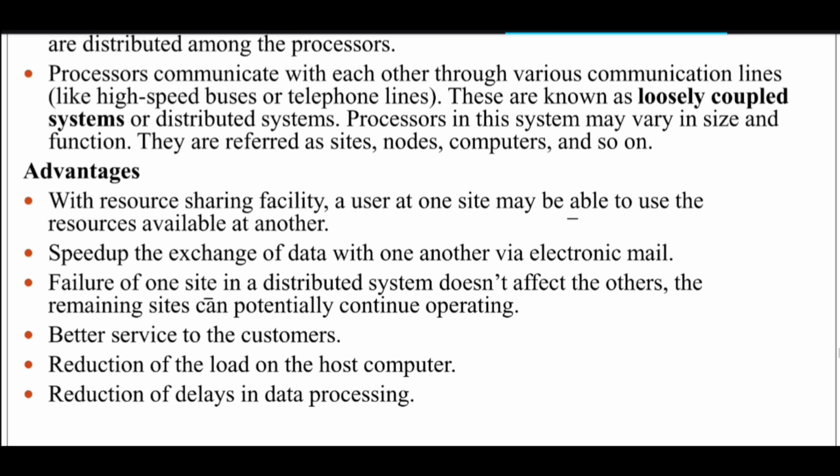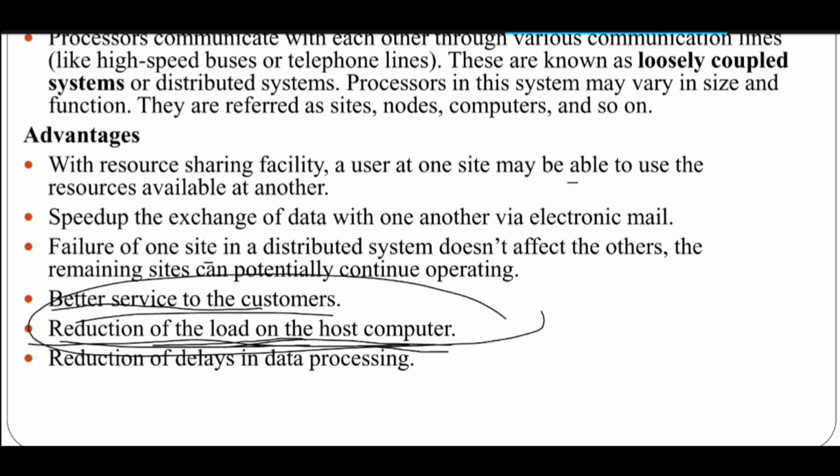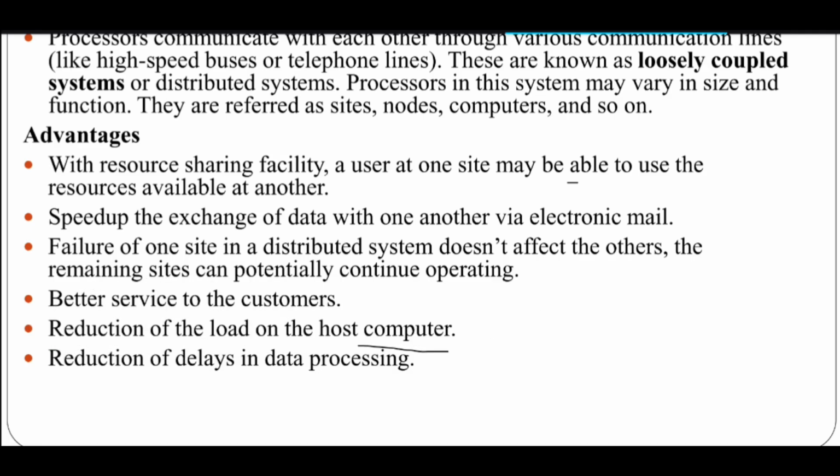Then better service to the customers and reduction of the load on the host computers. The reduction of load is genuine because there are other options. If there is only one option, there is pressure or load on the host computer. Then reduction of delays in data processing. If there is traffic in one route, there may be delays, then we can change to another route, so there is a reduction in delay.